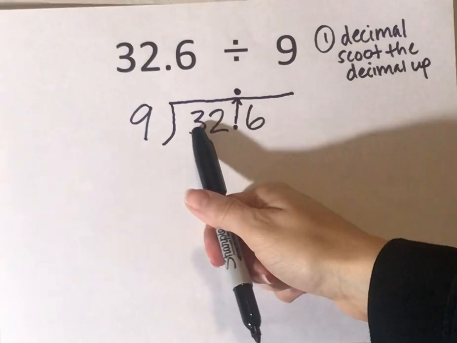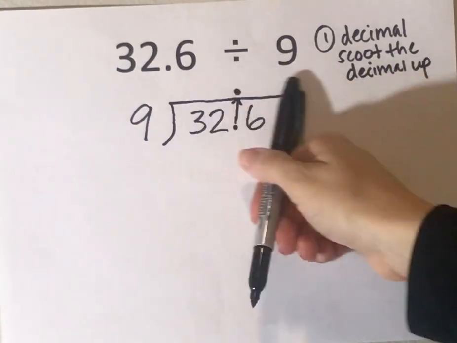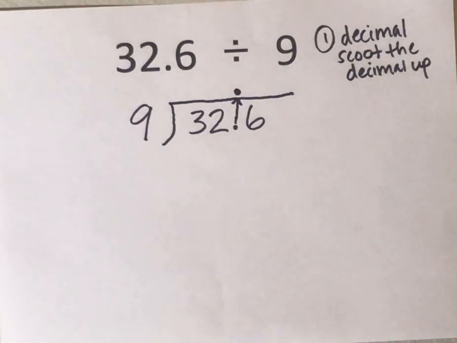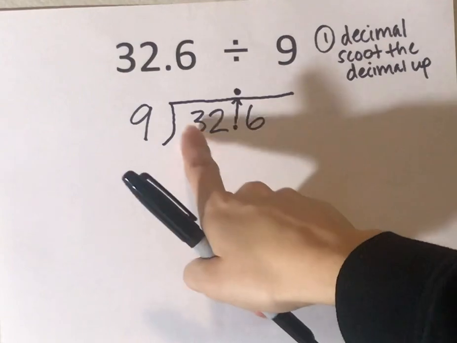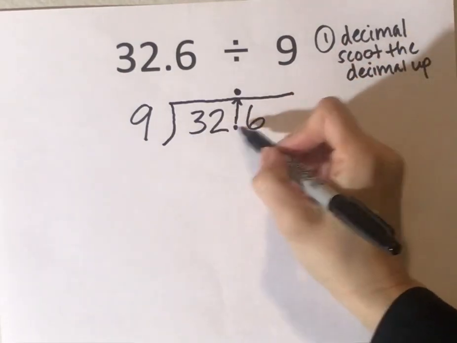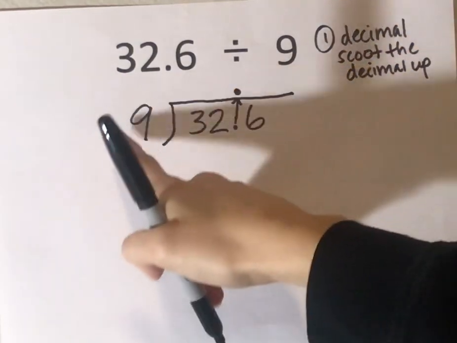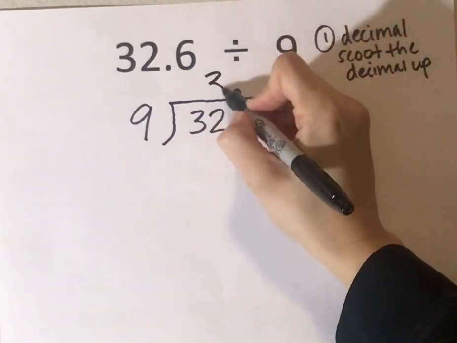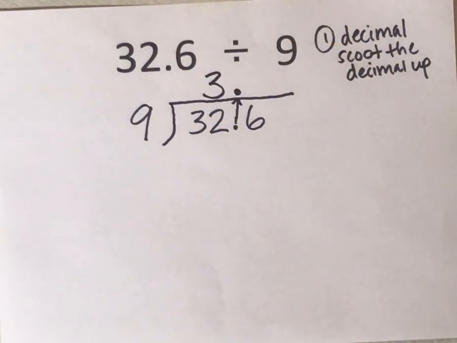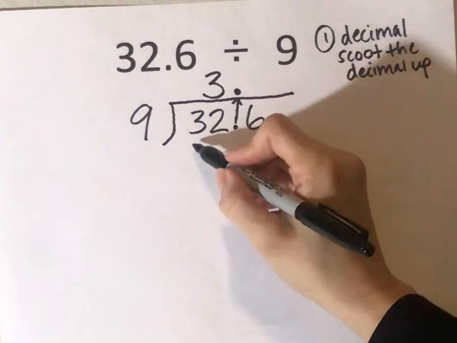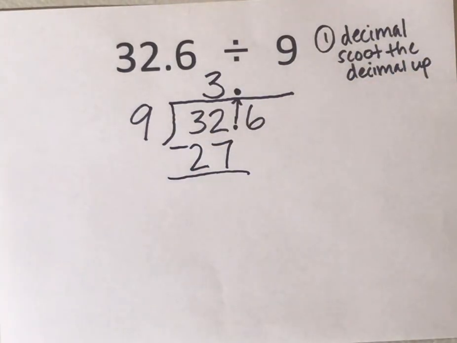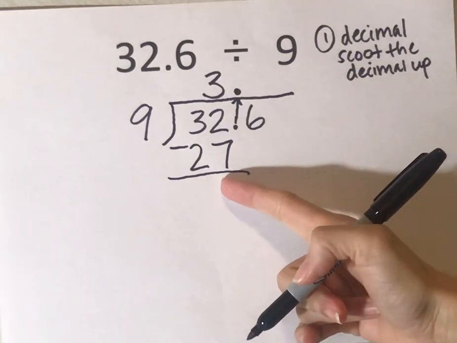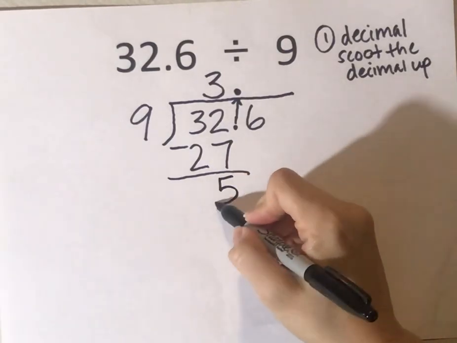So now I have 326 divided by 9, and we're going to just divide like normal. So remember, when we divide, we're first going to take the smallest digit that we can. So I can't use the 3, but I can use the 32. So I'm going to do 32 divided by 9, and that goes in 3 times. Remember, we want to get close without going over. So 9 times 3 is 27, and then remember, we subtract. So 32 take away 27 is 5.